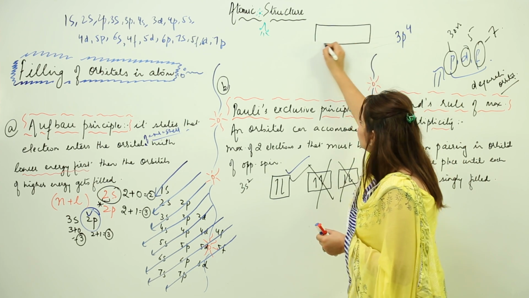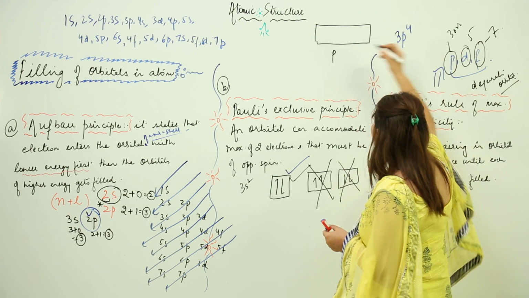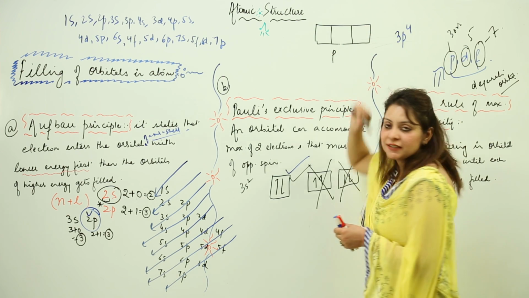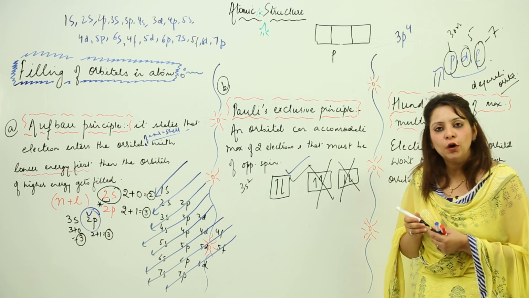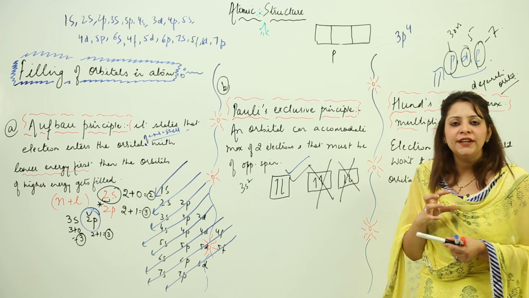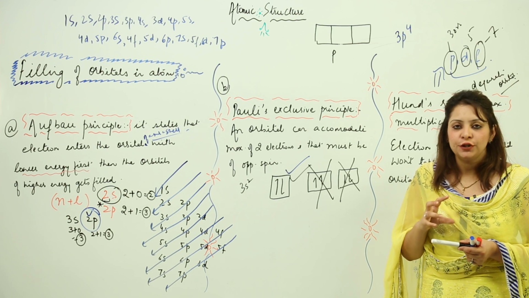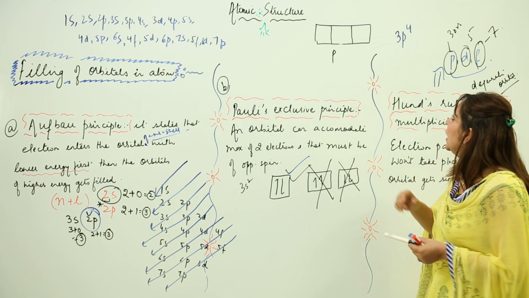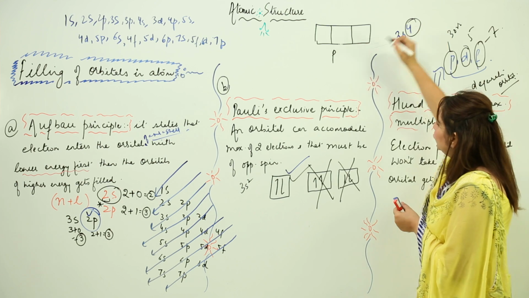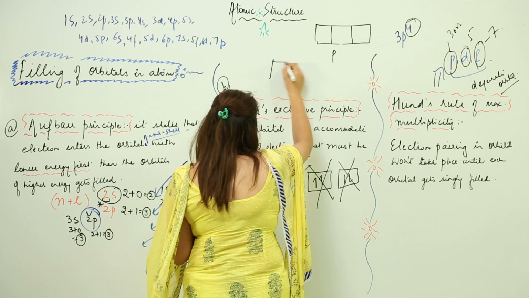So how many orbitals do I have in p? As I told you, we have 3 orbitals. So that means this is my orbital. These boxes are indicating my orbitals. As they are just joined with each other and they belong to the same p, that means they are degenerate orbitals. They possess the same energy. Now how am I going to fill these 4 electrons? I will make 2 cases.